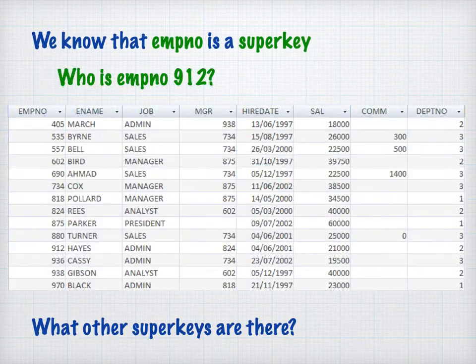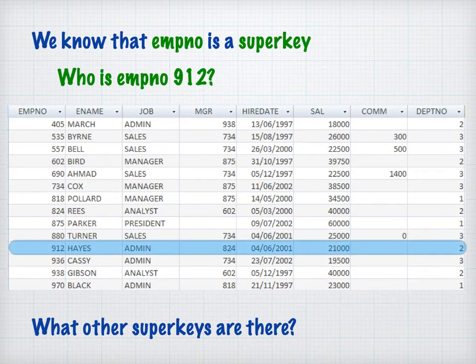So we know that emp number is a superkey. If I say 912, that actually gives us that one particular row. But what other superkeys are there? And there are choices here. There are other types of superkeys in the table, and it will depend upon the data in the table, the columns that you have. All sorts of factors will influence how many superkeys there actually are.